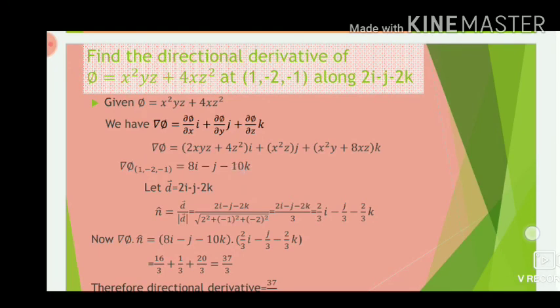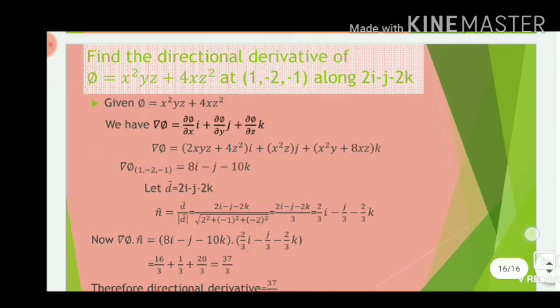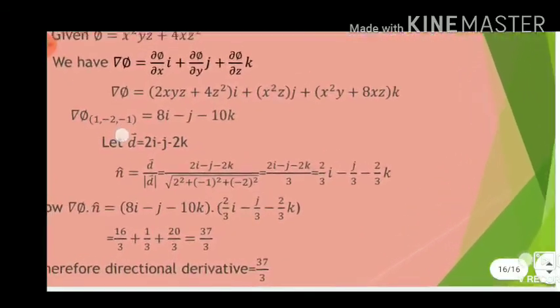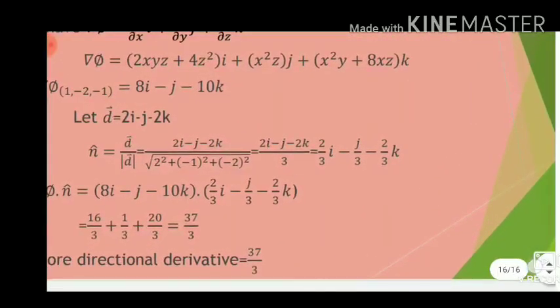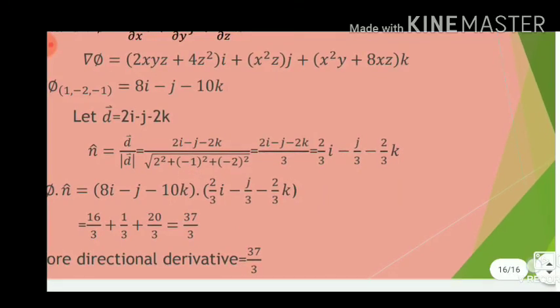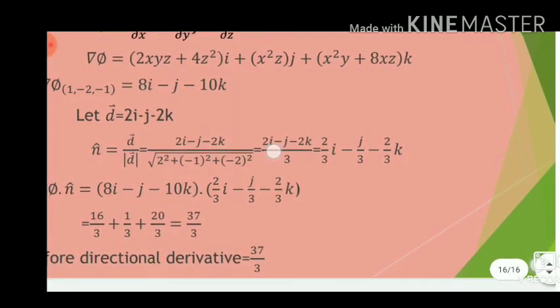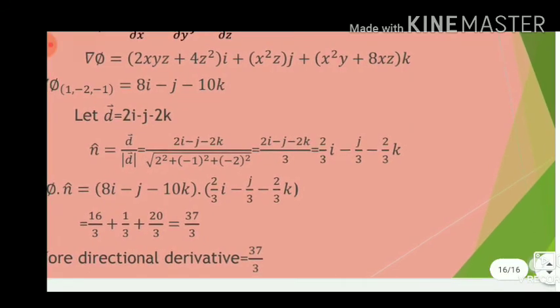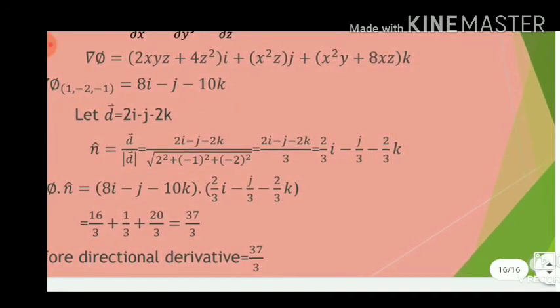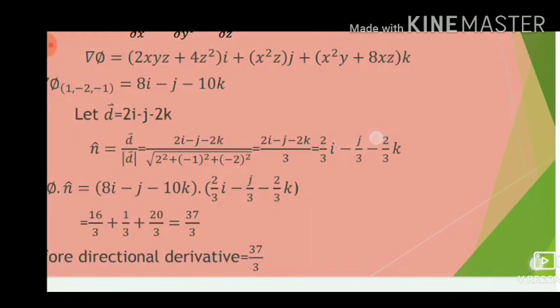Now the direction is given, vector d equal to 2i minus j minus 2k. So we have to find the unit vector along this direction d. So n cap is vector d divided by the magnitude of vector d. So vector d is 2i minus j minus 2k and its magnitude is root of 2 square plus minus 1 whole square plus minus 2 whole square. That is 2i minus j minus 2k divided by the root value, which reduces to 3. That is 2 by 3 i minus 1 by 3 j minus 2 by 3 k.